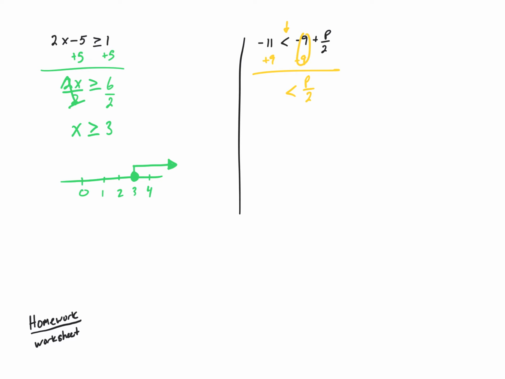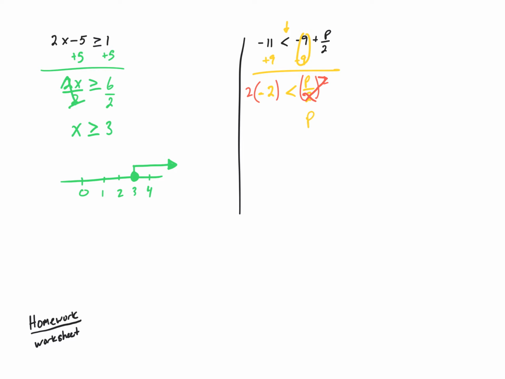Still going to be greater than, and then on the left-hand side, I have negative 11 plus 9. Those are different signs, so I'm going to subtract, so 11 minus 9 is 2. I'm going to keep the sign of the one that's further from 0, which would be the 11, so negative 2 on the left-hand side. Now p is being divided by 2, so the opposite of that is to multiply by 2. So on the right-hand side, 2 divided by 2 is just 1, which was my goal.